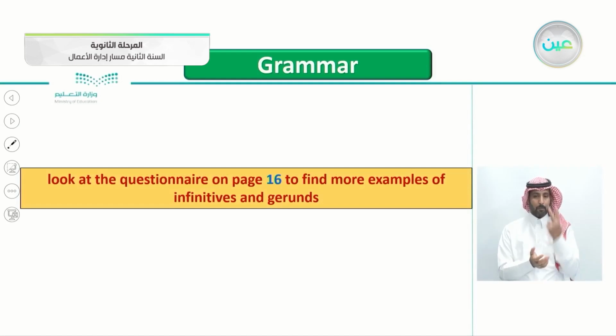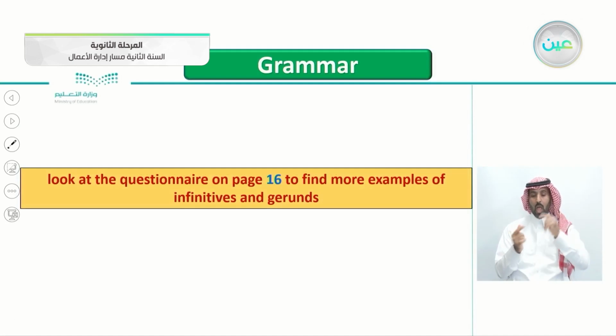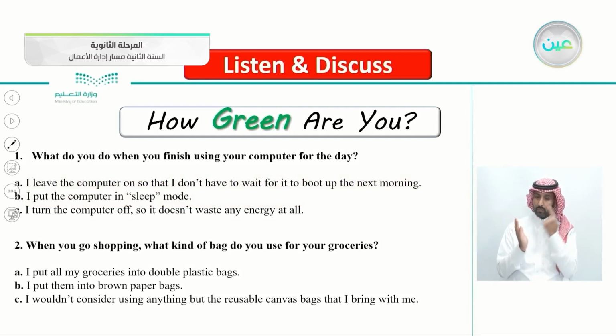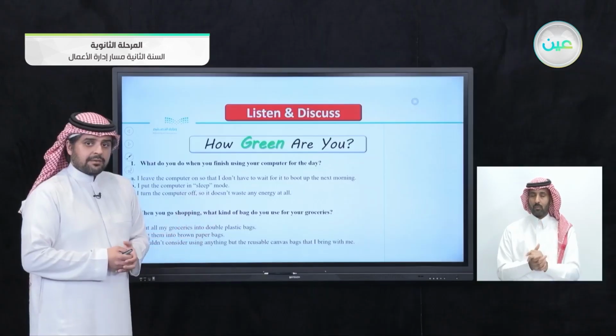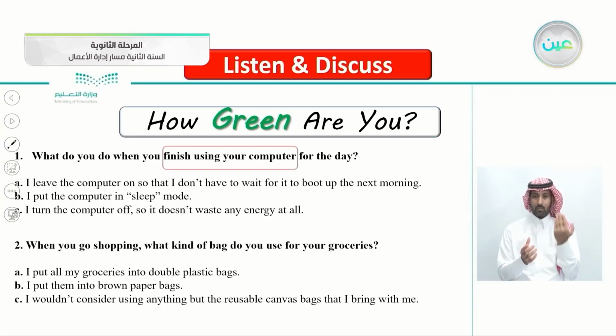So look at the questionnaire on page 16 to find more examples of infinitives and gerunds. Let's turn to page 16 here and look for examples of infinitives and gerunds. If you remember, they listen and discuss. How green are you? So try to look for infinitives and gerunds here. Can you locate them? Okay, let's see the first one.